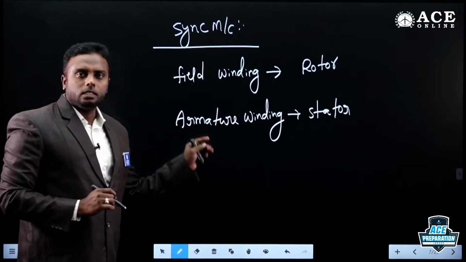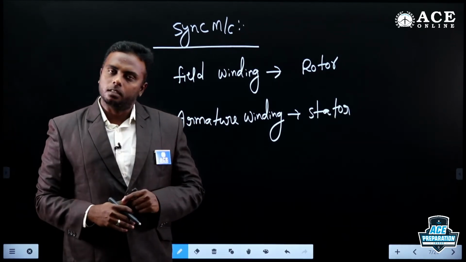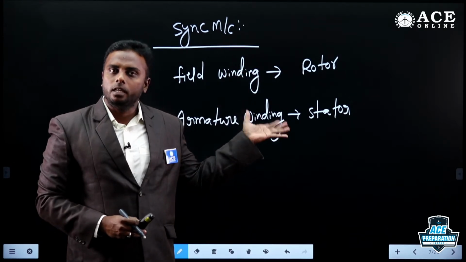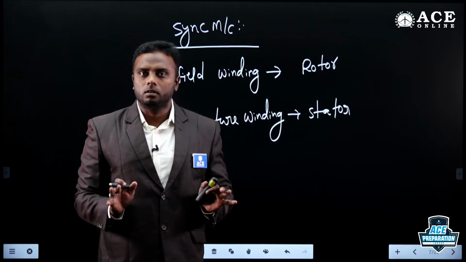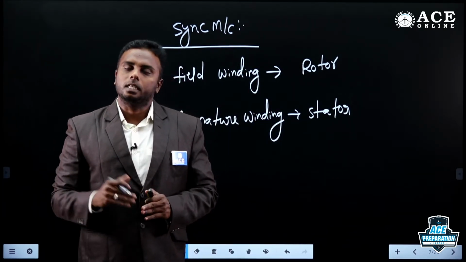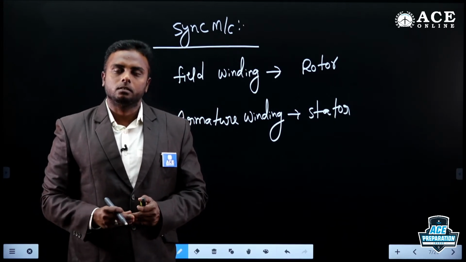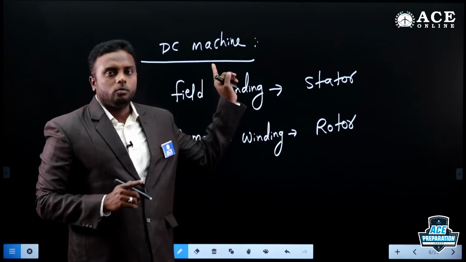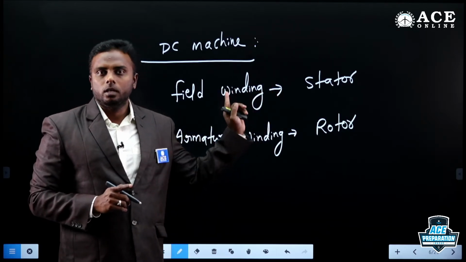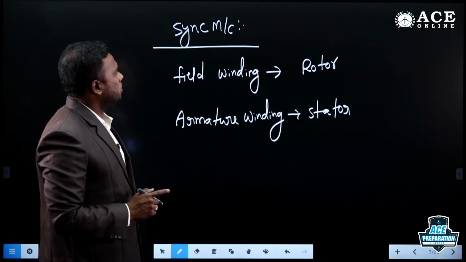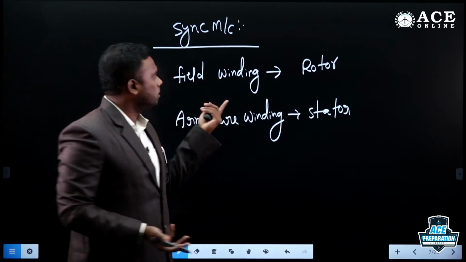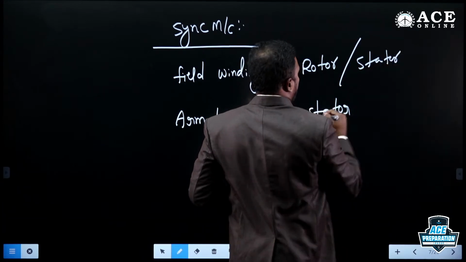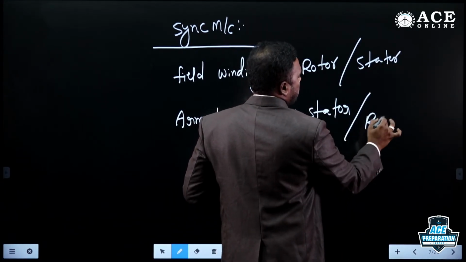Okay. So this is generally, but can we place it in reverse? Yes. Let us place the same field winding on the stator and the armature winding on the rotor. Is it possible or not? Yes, you can generate voltage. That is also possible in case of synchronous generators. But in DC generators, it is fixed. Always the field winding should be on the stator and the armature winding should be on the rotor. But in case of a synchronous machine, you can place the field winding on the rotor or stator, and the armature winding on the stator or rotor.